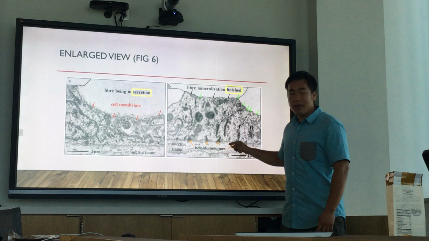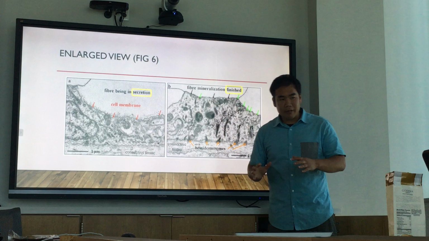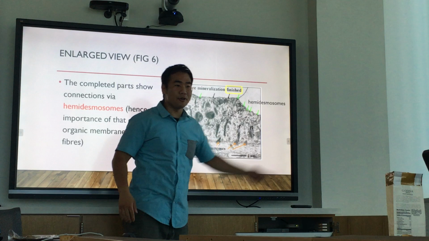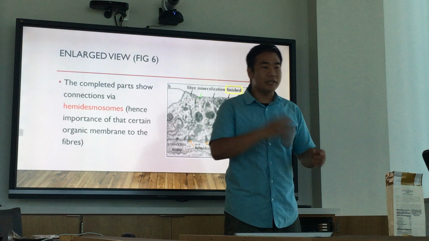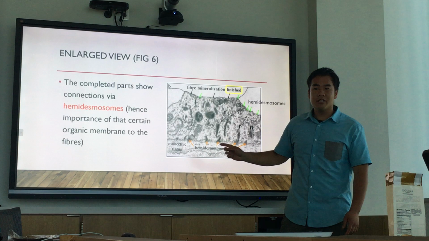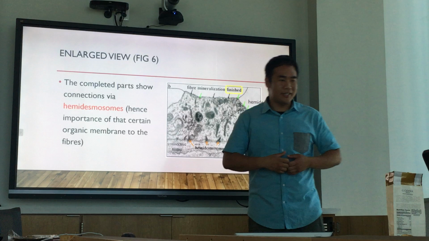And look, when it's finished, the mantle cell connects to the actual shell via, guess what? Hemidesmosomes. How does it do that? Because that organic layer that it secretes after it's finished with the fiber turns out to be the attachment site of those hemidesmosomes. So I guess we have a pretty good reason to believe why the organic layer is important, because hemidesmosomes cannot connect to the mineral stuff.